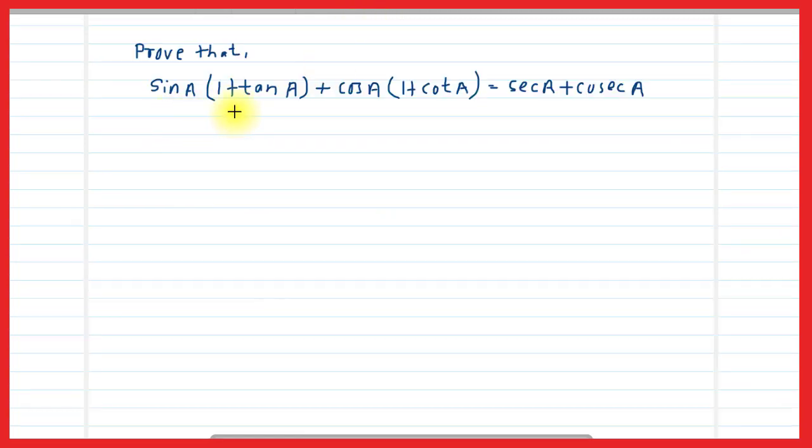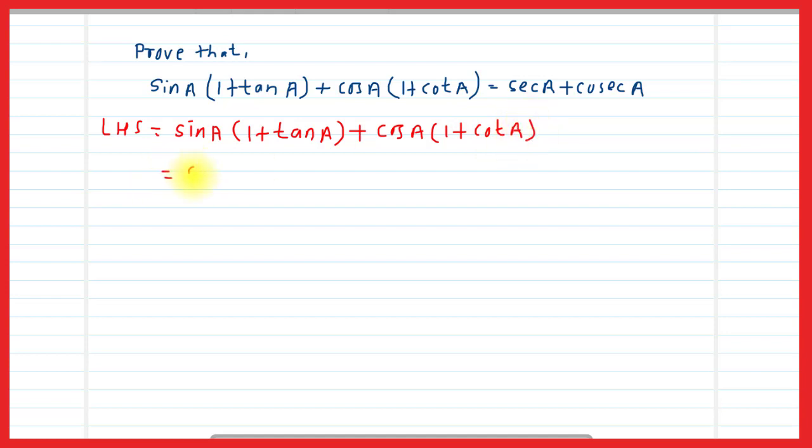Here it is that prove that sin a into bracket 1 plus tan a, close the bracket, plus cos a into 1 plus cot a is equal to sec a plus cosec a. So here we will solve this. So LHS is equal to, we will take the left hand side as sin a into bracket 1 plus tan a, close the bracket, plus cos a into bracket 1 plus cot a.